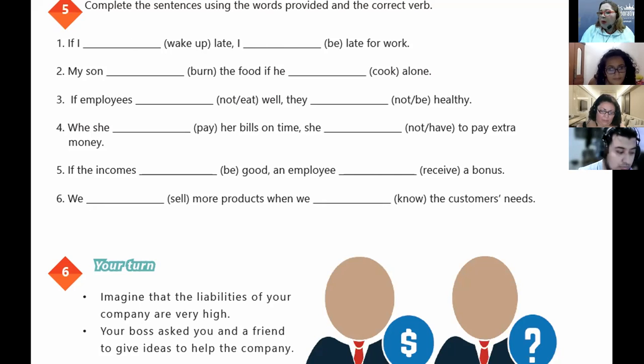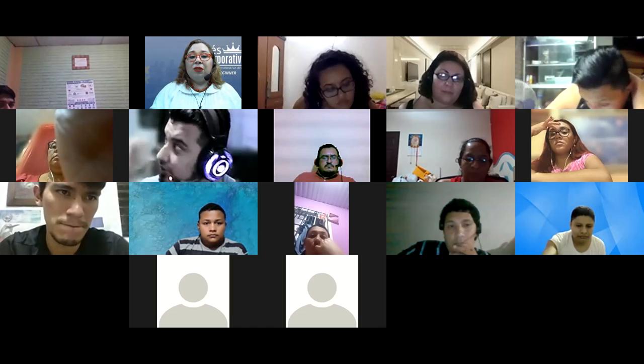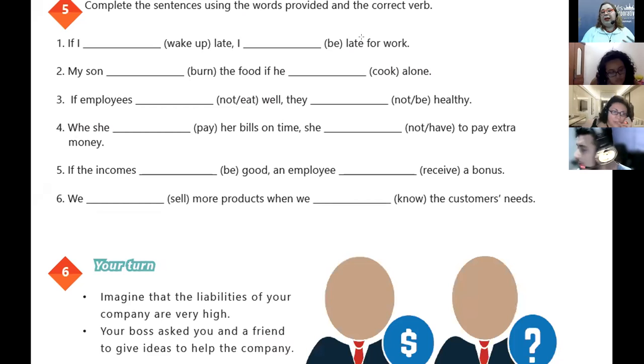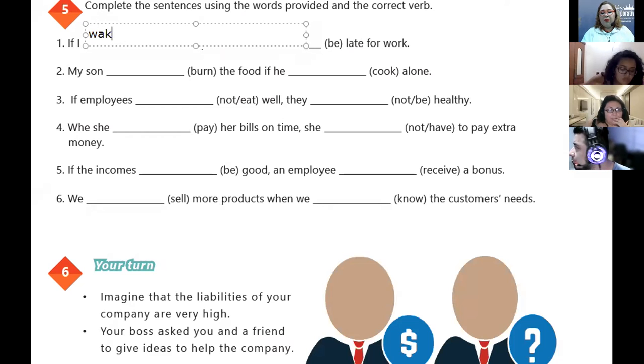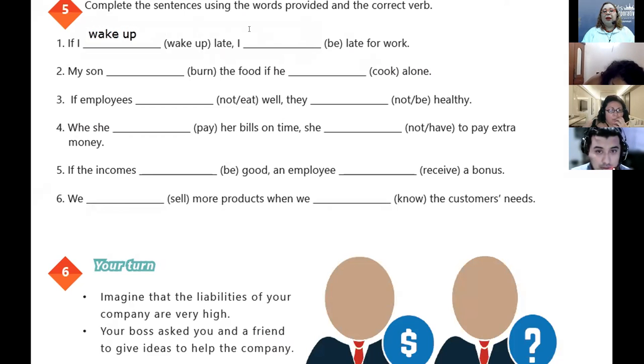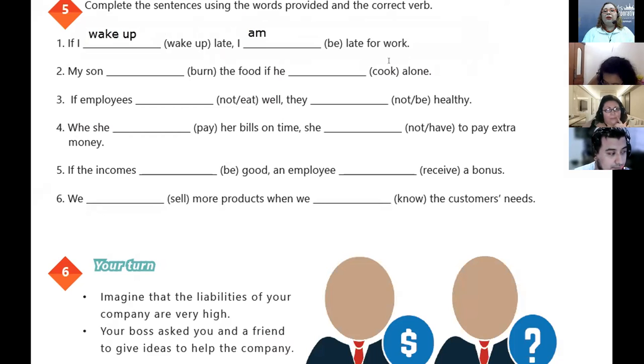Quiere decir que vamos a conjugarlo como el presente simple. Sigue la misma regla de conjugación. En tercera persona usted agrega la letra S. Por ejemplo, el verbo be, usted lo conjuga si es I, si es he, si es she, si es it. Como es presente, usted lo va a escribir tal como debe ser, como siempre lo hemos hecho cuando hacemos una oración positiva o negativa. For example, if I wake up late, I am late for work.